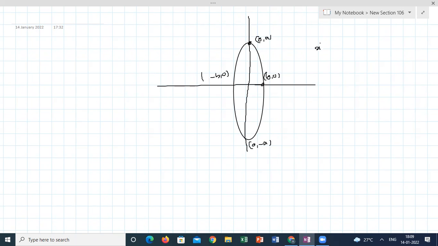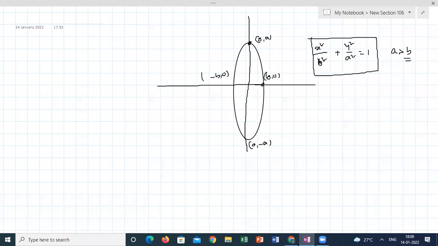In this case also you will get the equation x square by b square plus y square upon a square is equal to 1, where a is greater than b. The same thing. The only difference is if the y denominator is greater than the x denominator, then the major axis and minor axis will switch. You have to keep this one point in mind before going to the numericals.